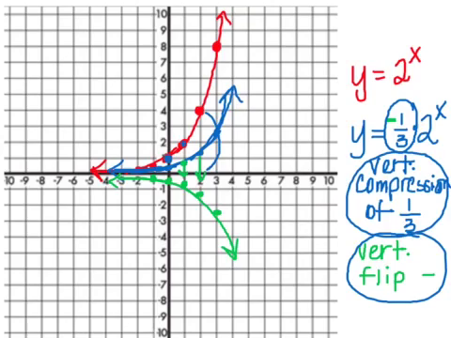And I believe I might have said, I don't know if I said 1/3 on this one, but it was 2/3. So our final transformed graph is this green curve which has a 1/3 compression and a negative, which represents a flip.